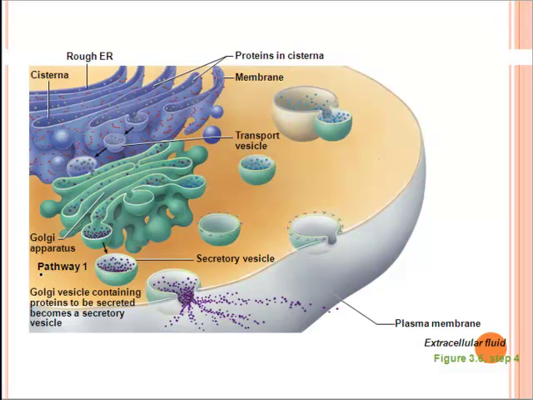So the first thing that can happen to these proteins that leave the rough ER and come to the Golgi apparatus, remember the Golgi apparatus is all about transport and packaging: after the proteins are packaged, they're put into another transport vesicle. This transport vesicle comes to the plasma membrane, where it attaches to that membrane and releases its contents outside of the cell. This is the first thing that can happen to those proteins.